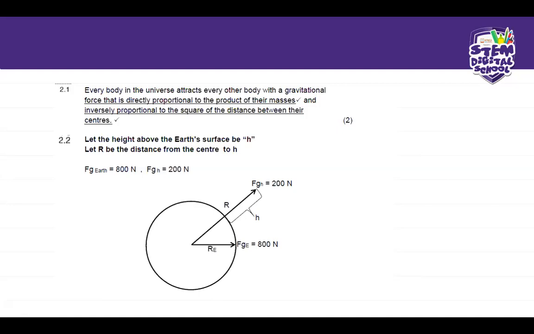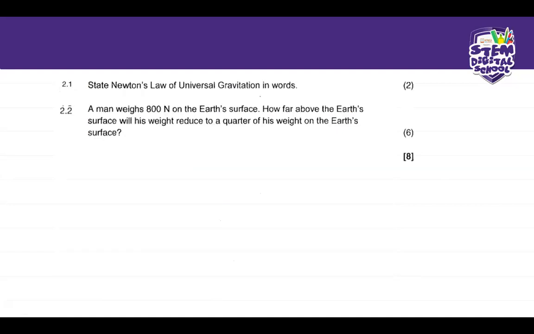This one is the size of the masses, and there you've got the square radius, and this one is the square distance. Okay, do you remember that part? Well, I hope that you do. So let's move on to number 2.2.